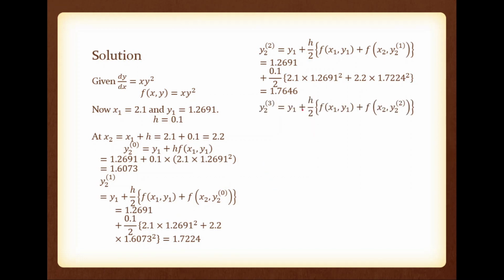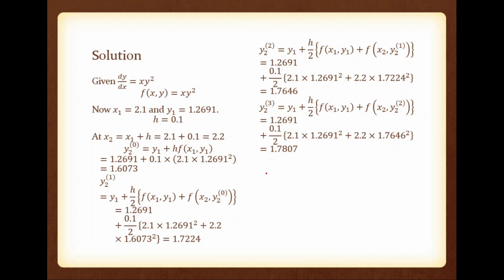y2 of 3 is equal to y1 plus h by 2 into f of x1 comma y1 plus f of x2 comma y2 of 2. So that is equal to 1.2691 plus 0.1 divided by 2 into 2.1 into 1.2691 square plus 2.2 into 1.7646 square. So the answer is 1.7807. So we can see that these two are not same, so we have to continue it.